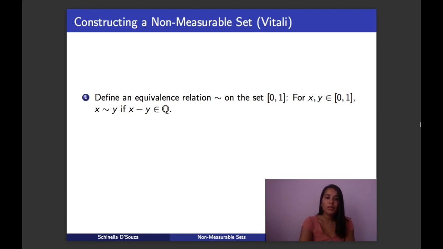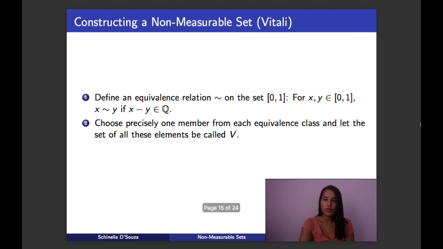Two elements in the closed interval are equivalent if their difference is a rational number. So for instance, pi and square root 2 are in different equivalence classes. So we're essentially just partitioning the closed interval [0, 1] into uncountably many, countably sized equivalence classes. Next, we choose one element from each equivalence class and put them in a set called V.